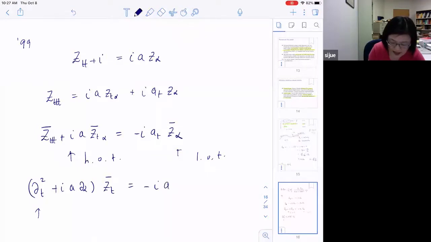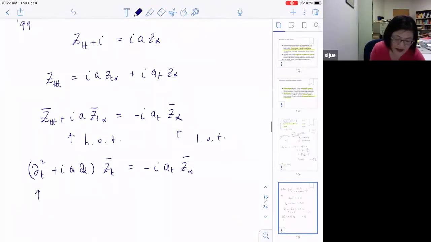Roughly speaking, you can think the left-hand side is a derivative of a holomorphic function, and the right-hand side is just pointing in the normal direction. Because A_t is real valued, i Z_α is normal, so this is strictly pointing in the normal direction. And a holomorphic function, if the tangential component equals 0 on the boundary, then the whole thing equals a constant. Any question? Of course, the left-hand side is not holomorphic, so the right-hand side is not 0, but it's a lower order term.